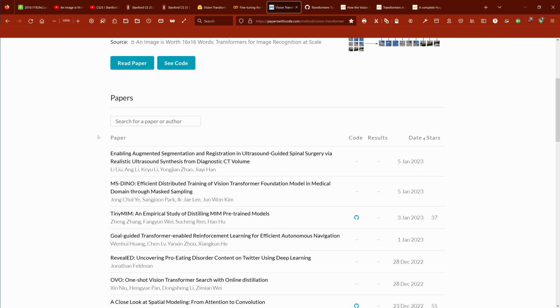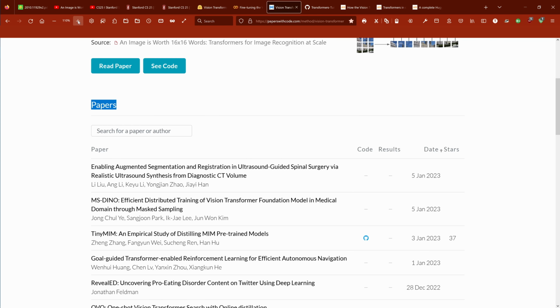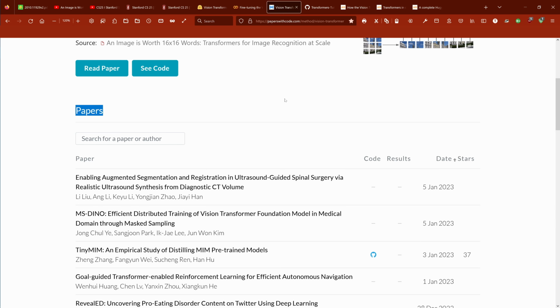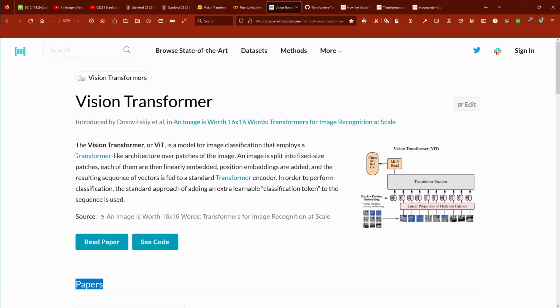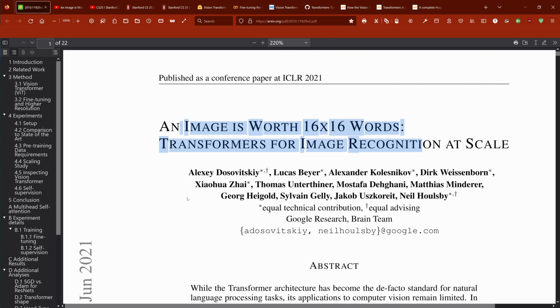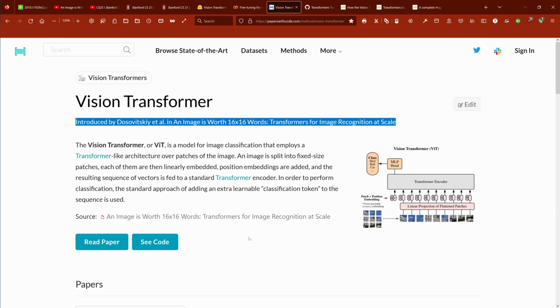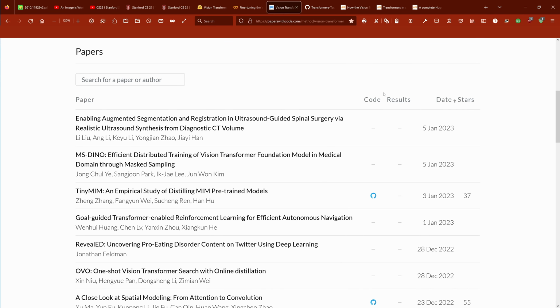No, this was the wrong one. So, and then I look here in the paper section, and this is where I really start to cry. Because now you see, it happened here with this paper, as I showed you here, first paper, June 21. And now, let's see how many papers we have. I ordered it so that I see the most actual first, and have augmented segmentation of medical images. Dino, really interesting topic. Efficient distributed training of vision transformer foundation model in medical domain through mask sampling. A new publication, January 5th, 2023.